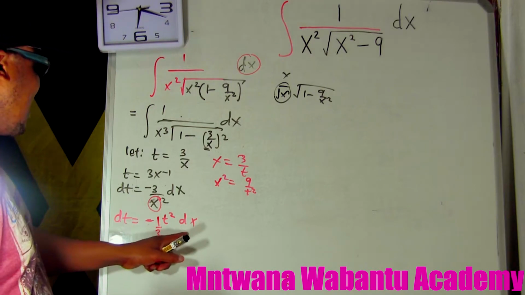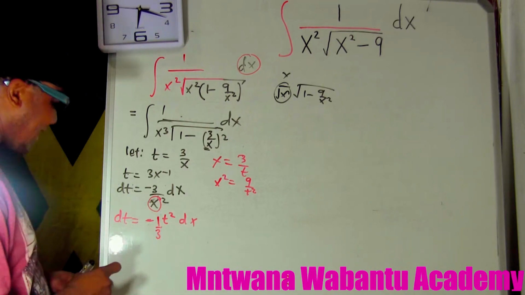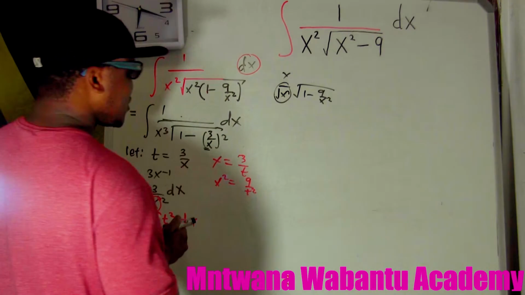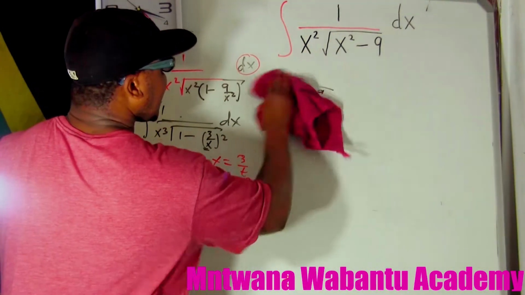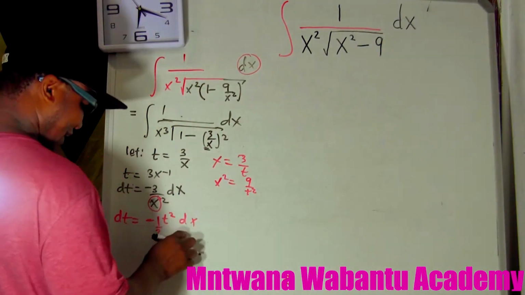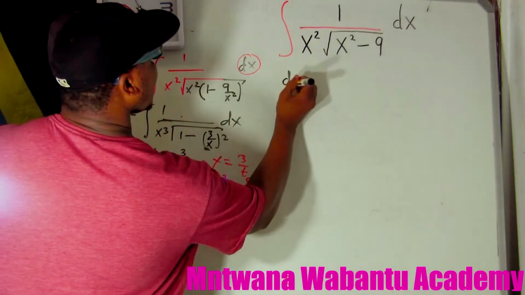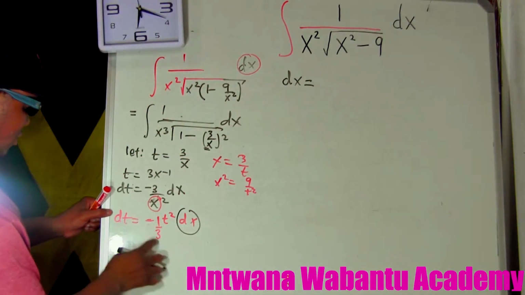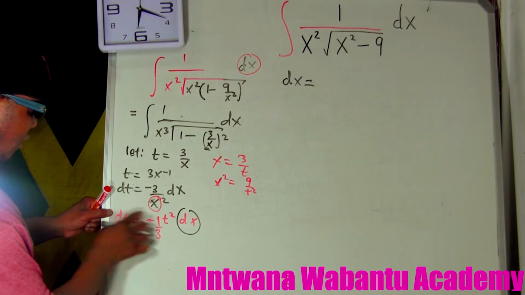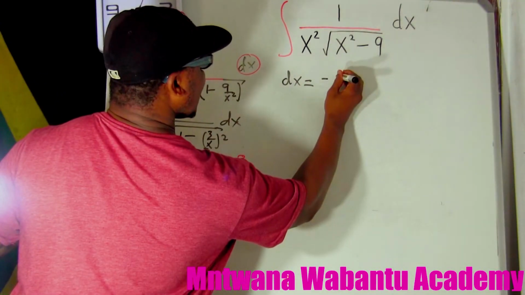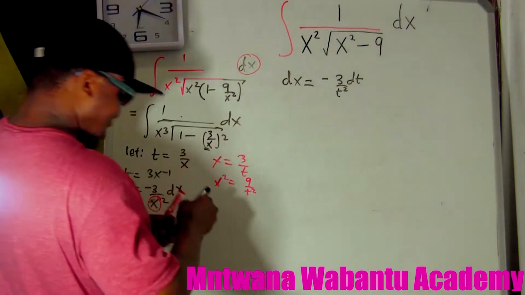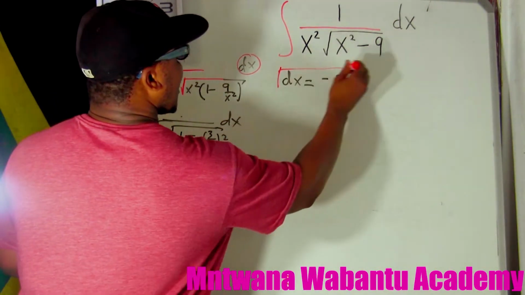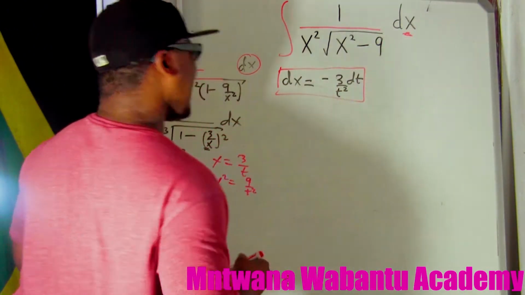I can just make dx the subject. So dx equals negative 3 dt over t squared. This one we're going to replace.